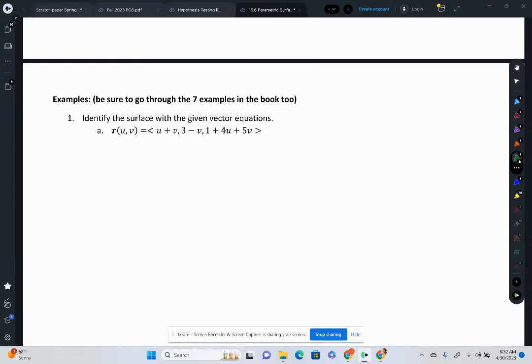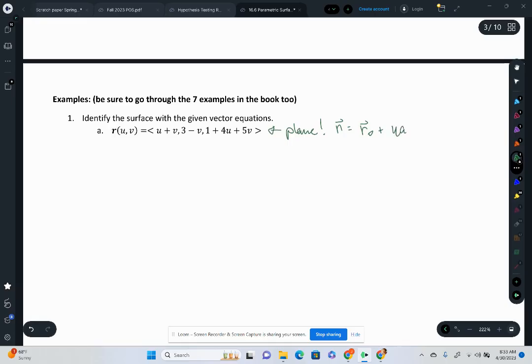All right, we're given here r of uv is equal to a vector with components u plus v, 3 minus v, and 1 plus 4u plus 5v. This looks like a plane. And remember that for a plane, r is equal to r naught plus u a hat plus v b hat.